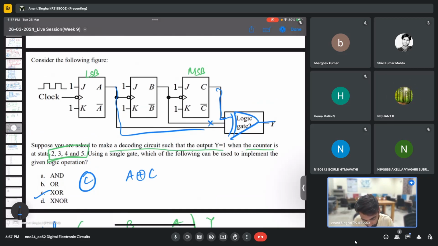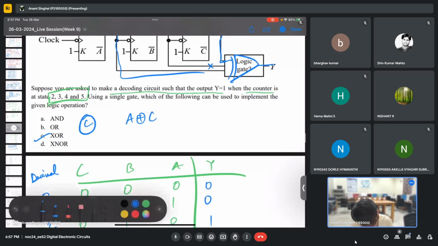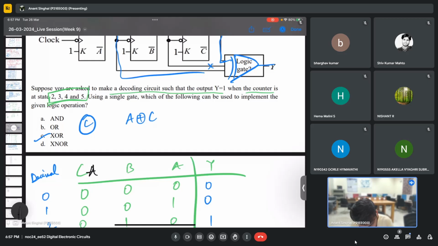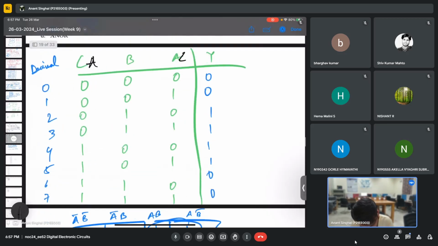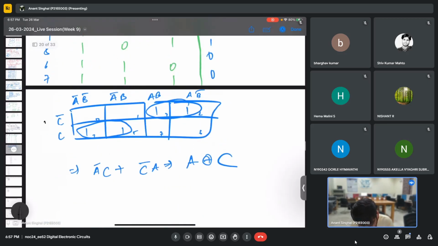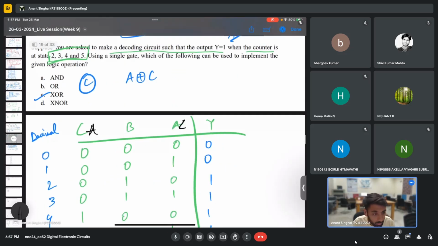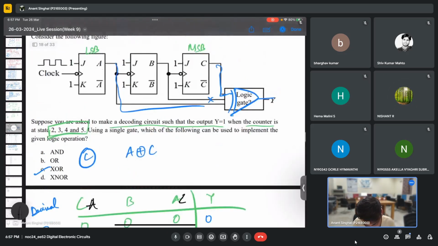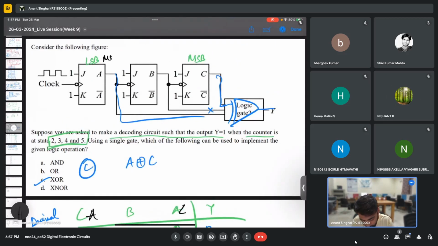If you assume the reverse also, let's say this is ABC, then you will get the answer maybe as this will become A, this will become BC. So you will get maybe B XOR C or something like that. That is just what I assumed. Okay sir, not a problem. You can assume this as MSB also if you want.